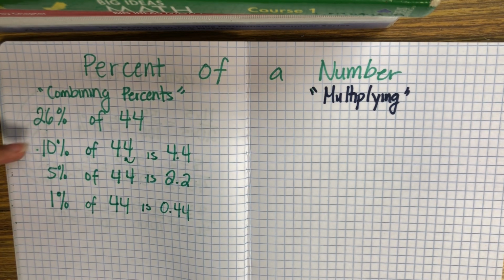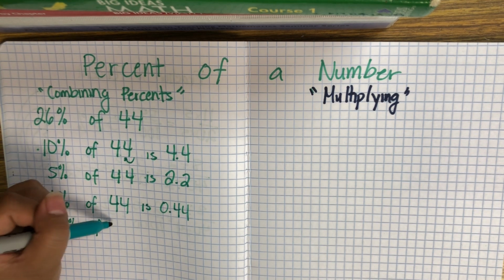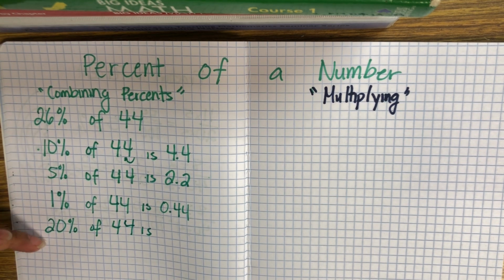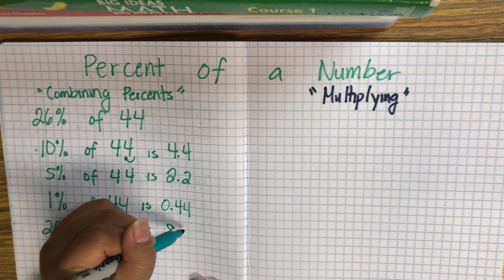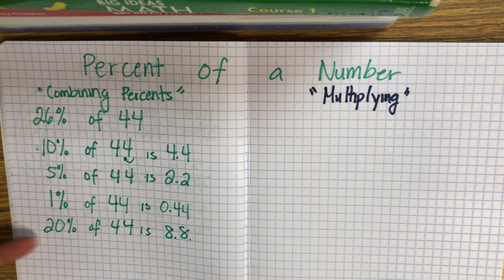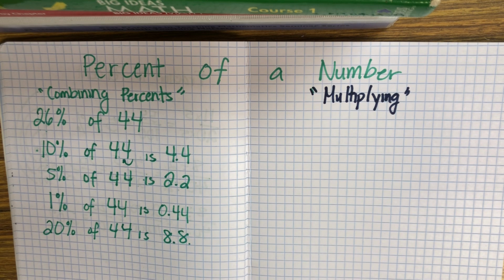Okay, so I think this is enough information. Oh, wait, I need one more. 20%. That's probably going to help me there. That's double of 4.4. So therefore, 8.8. Okay, I think I have enough information now. Okay, so what would you combine to get 26%? Well, if I need to get up to 26, I'd start with the biggest one that I have on my list. So I know that'd be 20%.